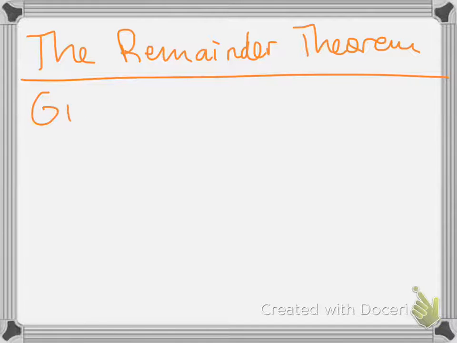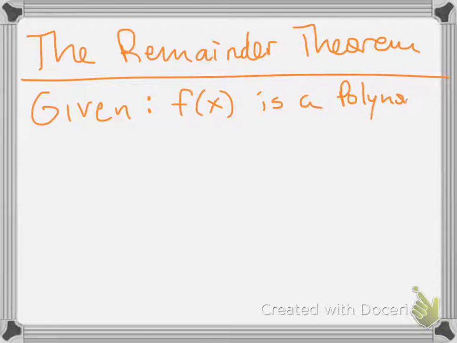The remainder theorem, here's our given information for the remainder theorem. F of x is a polynomial function. Not a whole lot of given information there, right?